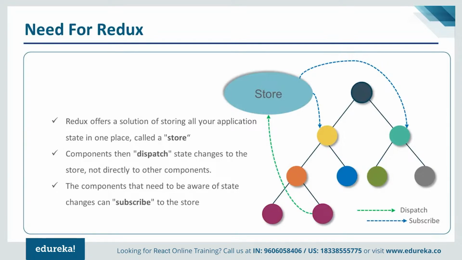The components that need to be aware of state changes can subscribe to the store. So whatever components need to know that there are some state changes in the store can subscribe to this particular store. So as you can see, this is the dispatch. This one circle, or the child, is dispatching something to the store. And these components are subscribing to the store.